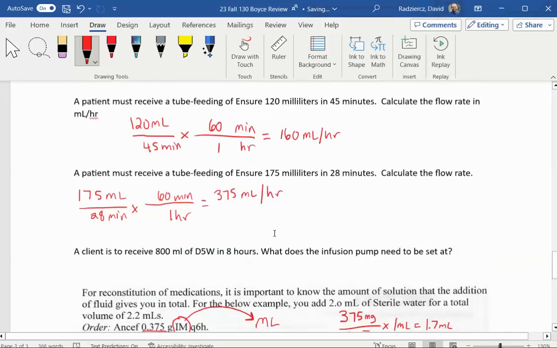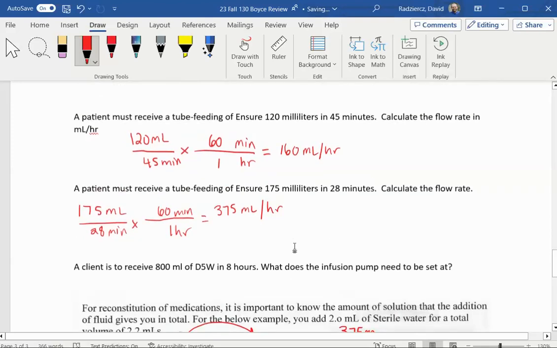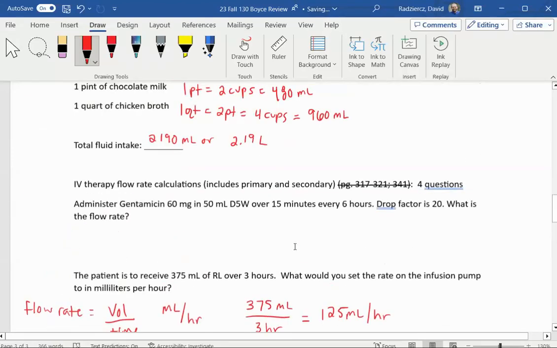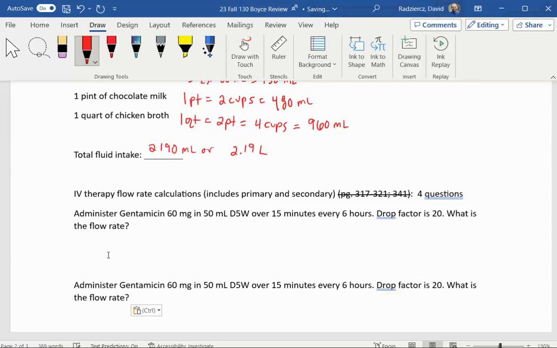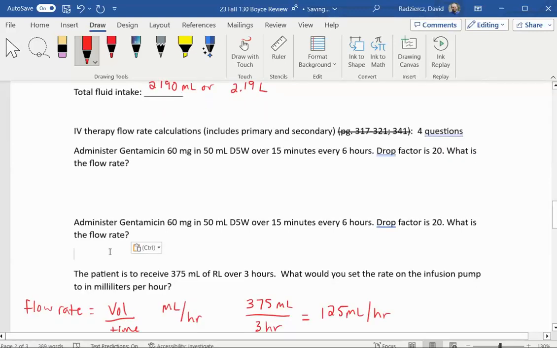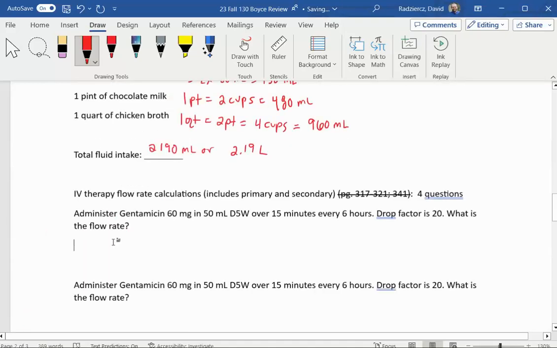All right. I think you can do this last one, the 800 milliliters, 8 hours. Let's go to a drop factor question. And then let me give you a couple other examples, or at least one other. Okay. So for a drop factor question like this, I'm just going to change up some variables here.